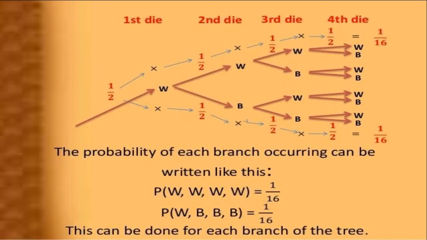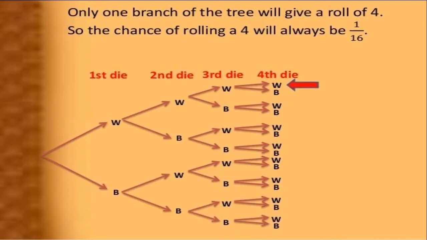Next, the probability of each branch occurring can be written like this. P, W, W, W, W equals 1 of 16. P, W, B, B, B equals 1 of 16. This can be done for each branch of the tree. Next, only one branch of the tree will give a roll of 4, so the chance of rolling a 4 will always be 1 of 16.